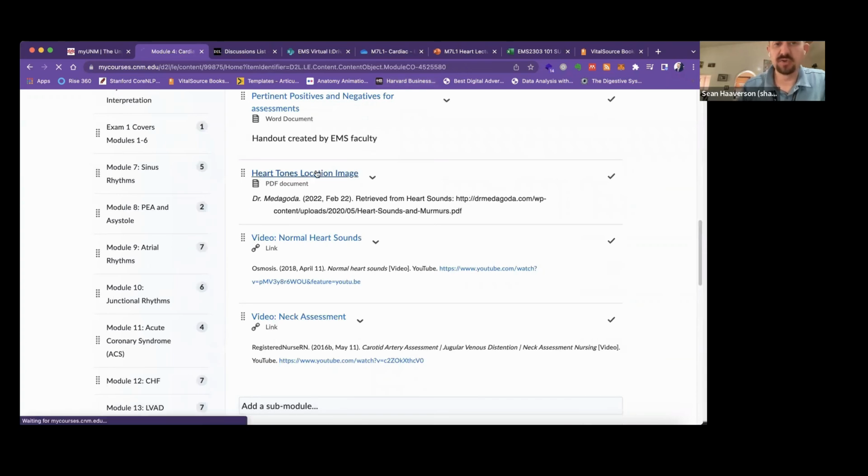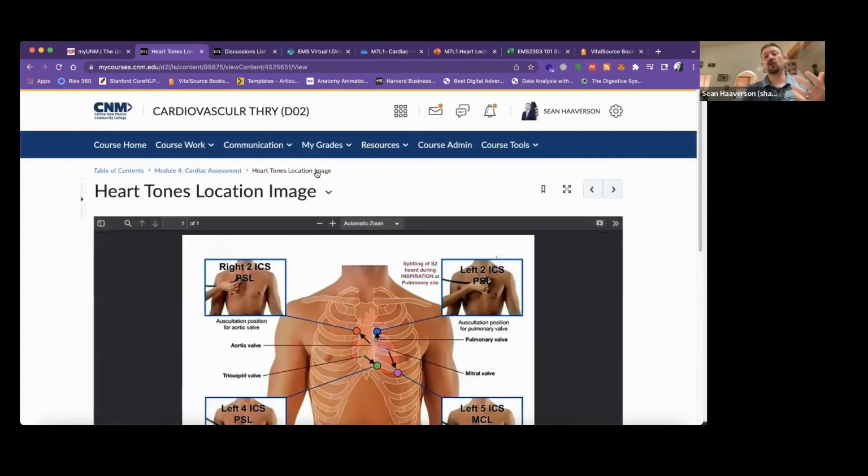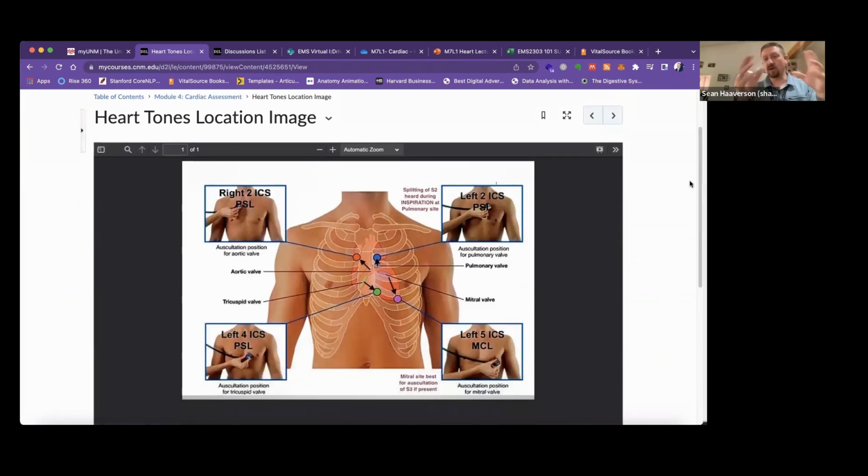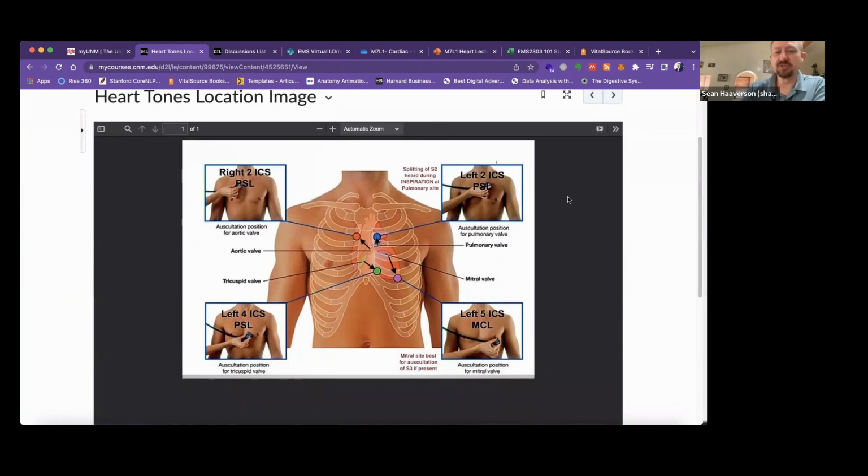looking at the heart tones location image. I would have this open while I watch the heart tones video, but he does a great job describing and it's very visual, a great video for us to look at. This picture here shows all the areas where valves are located and where we'll hear heart tones in our cardiac assessment. Now, at the very minimum, if you're listening to heart tones, you want to listen at the 5th intercostal space along the midclavicular line. That's what this right here says, okay?